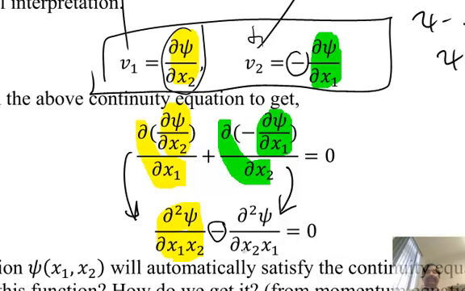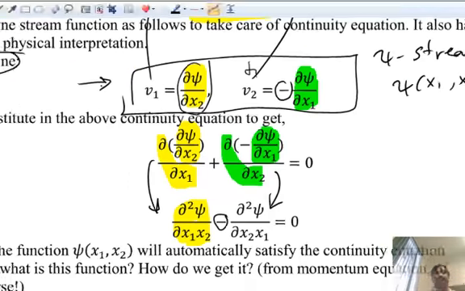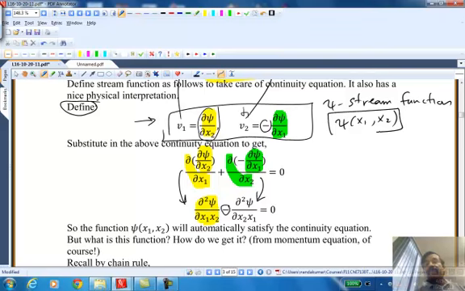So the idea is that there is some function called a stream function. We should give it a physical interpretation, and we will do that soon. But mathematically, we define it according to this equation: v1 equals dψ/dx2 and v2 equals minus dψ/dx1. Once we do that, it automatically satisfies the continuity equation. So I don't have to worry about satisfying the continuity equation if I choose to work with this variable ψ instead of v1 and v2.